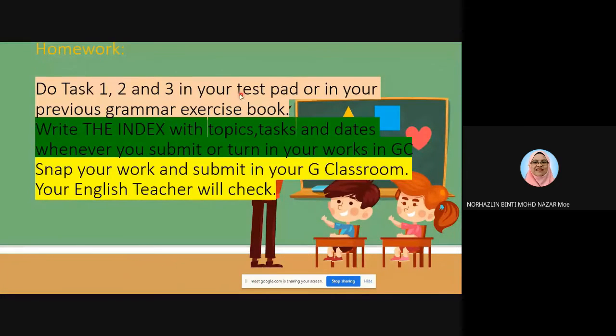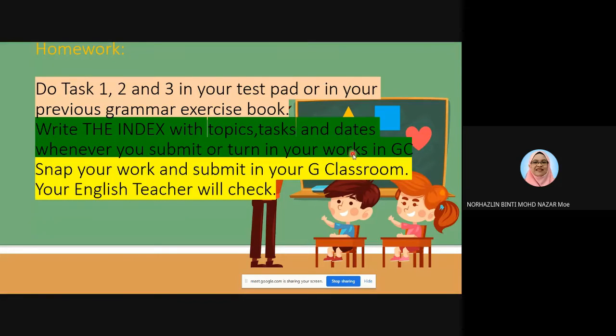Is KL flooded? It is, right? So if you don't have your previous exercise book, you use your textbook.